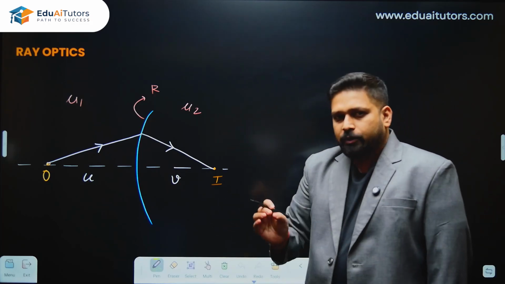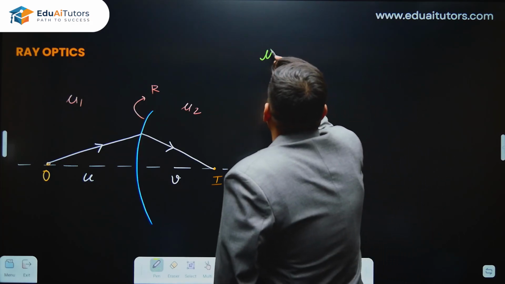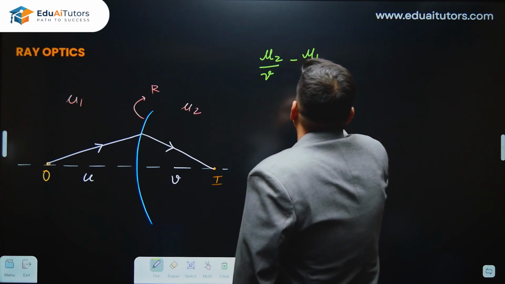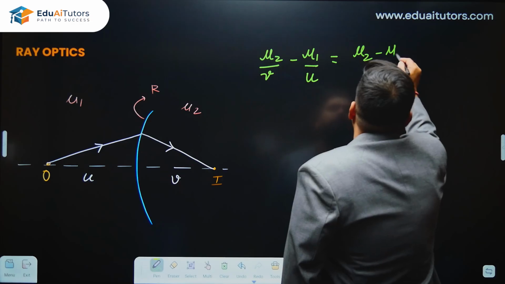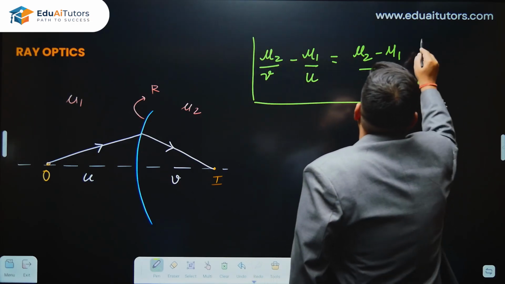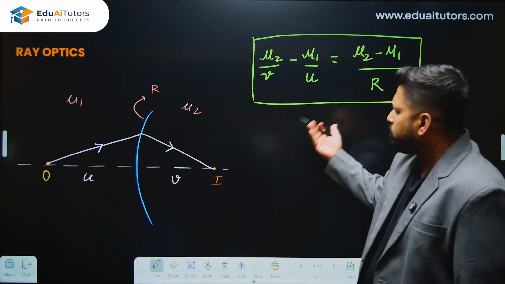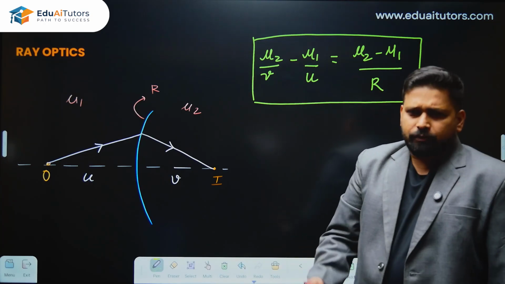What is the formula that you write? Well, we write the formula as mu2 by v minus mu1 by u is equal to (mu2 minus mu1) by r. This is simply the formula of refraction at a curved surface, and I'm sure you must have remembered it. Okay, you must know this formula.